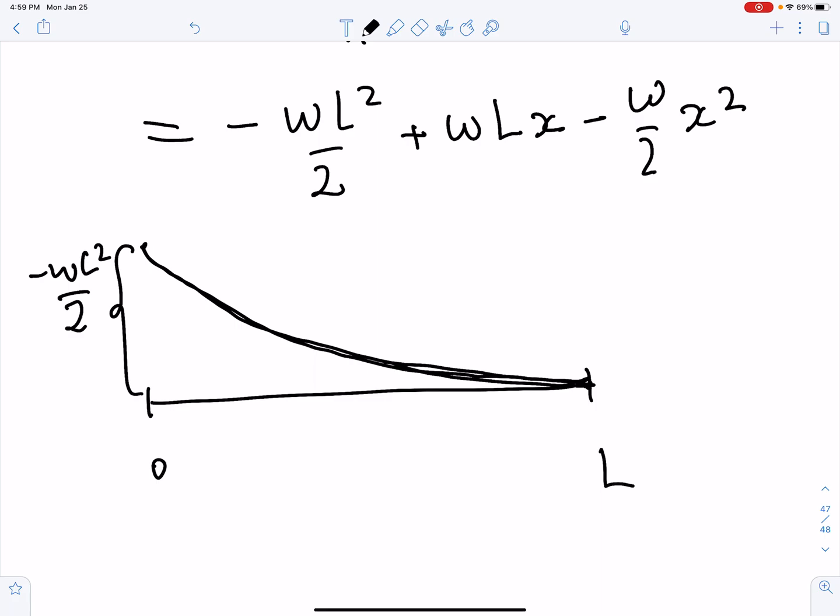Very good. Also, the moment is such that it's making the bar concave. So it's negative everywhere. It doesn't change sign. Remember, according to this convention here, if it's convex, it's positive. If it's concave, it's negative.